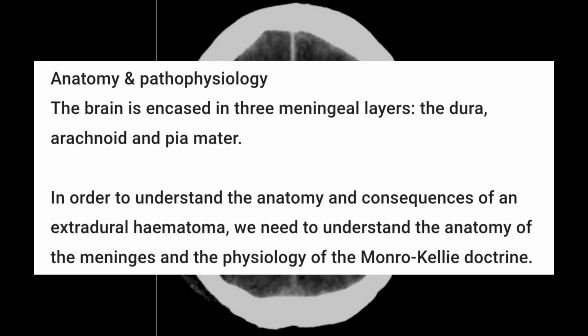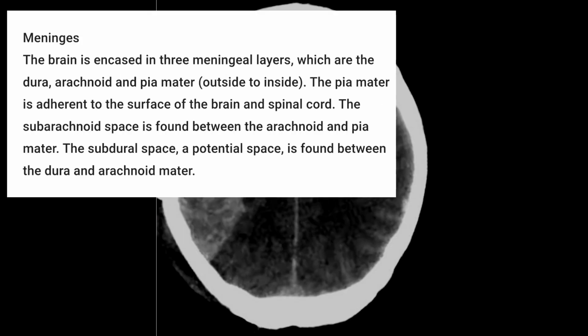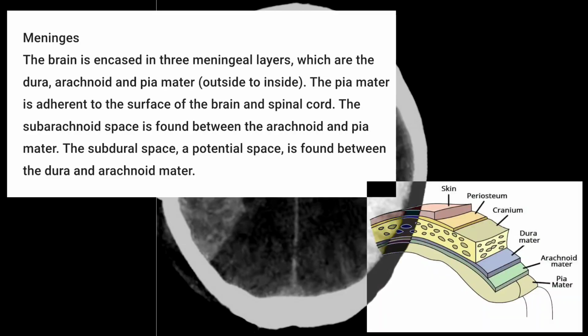Anatomy and pathophysiology. The brain is encased in three meningeal layers: the dura, arachnoid, and pia mater. In order to understand the anatomy and consequences of an extradural hematoma, we need to understand the anatomy of the meninges and the physiology of the Monro-Kelly doctrine. Meninges. The brain is encased in three meningeal layers, which are the dura, arachnoid, and pia mater, outside to inside. The pia mater is adherent to the surface of the brain and spinal cord. The subarachnoid space is found between the arachnoid and pia mater. The subdural space, a potential space, is found between the dura and arachnoid mater.